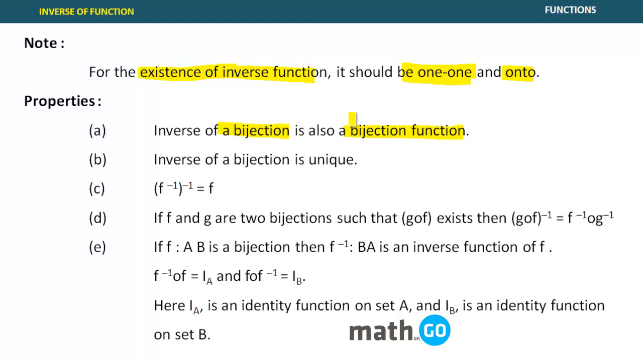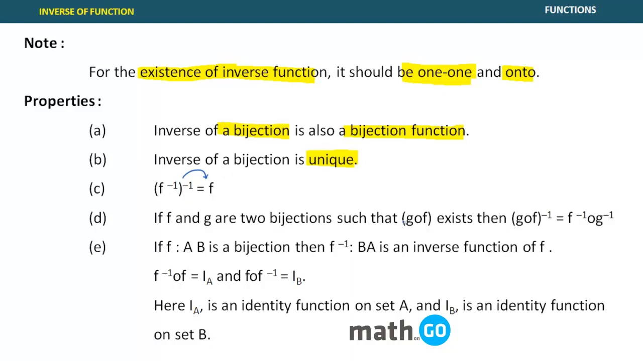All right, very obvious stuff. The inverse of a bijection is unique, another very important property. That means you cannot have two inverses for a particular function. The inverse of a function is always one and it is unique. Now, properties of the inverse. F inverse of inverse will again give you F only. All right, very simple and very easy to remember.